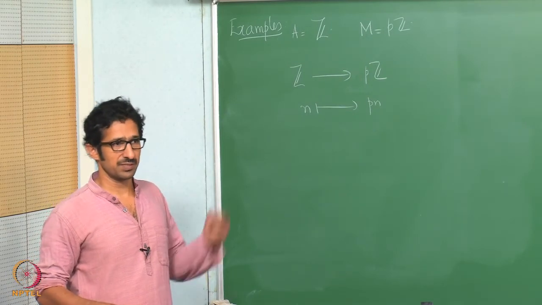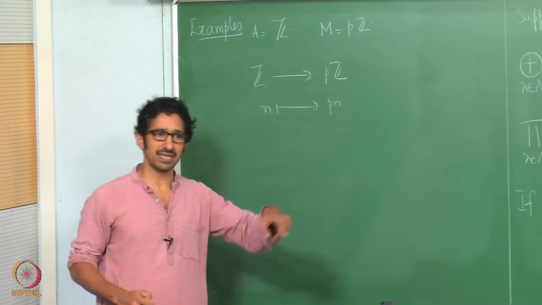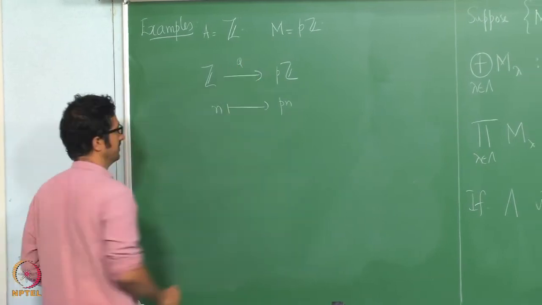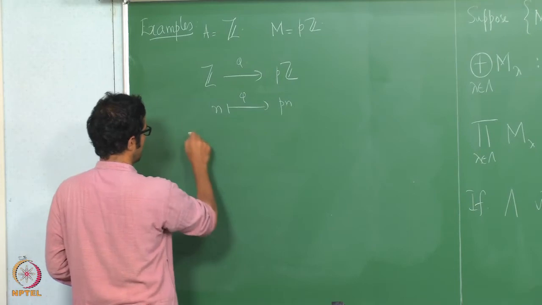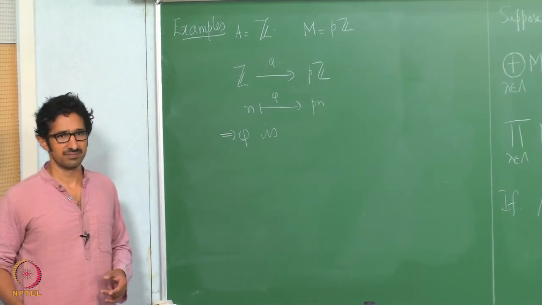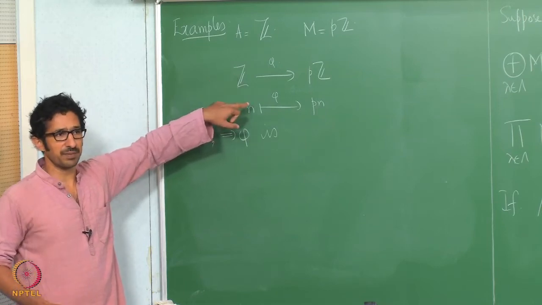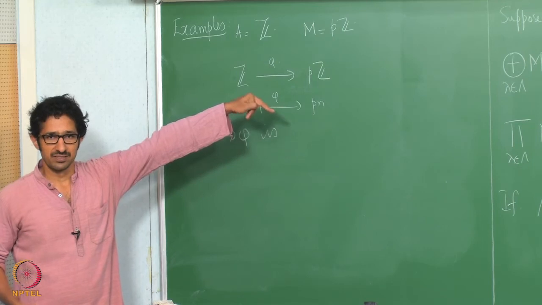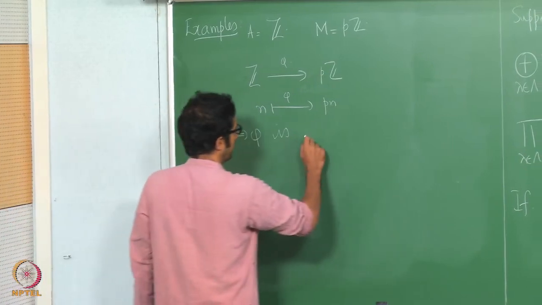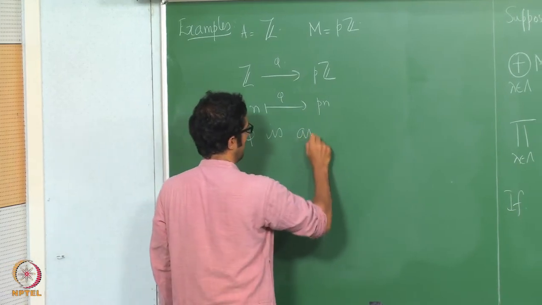n1 plus n2 is mapped to pn1 plus pn2. Similarly, mn is mapped to p times mn, which is m times pn, which is m times phi, if I call this phi. So then phi, is this injective? It's injective, right? This is an integral domain and you are doing a multiplication map. That can never be zero, a non-zero element cannot be taken to a zero element. So therefore, this is injective. Is it surjective? Yes. So this is an isomorphism.